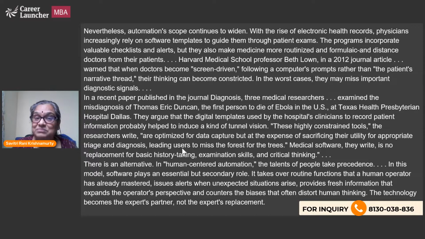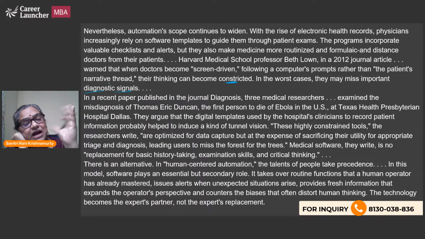When the doctor becomes screen driven, following a computer's prompt rather than the patient's narrative thread. Earlier, doctors would talk to the patient, examine them. What are you having? What do you do? Now, because of this computer prompt telling you, that narrative thread between the patient and the doctor is gone, and therefore the doctor's thinking can, according to the author, become constricted, limited. In the worst cases, they may miss important diagnostic signals.